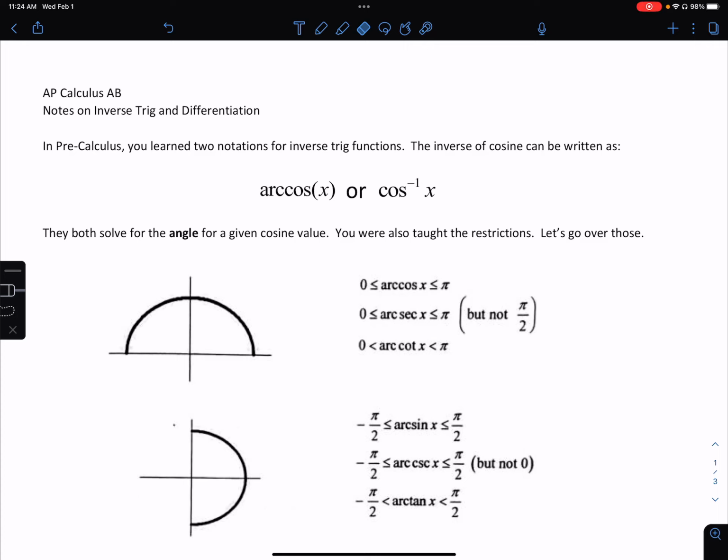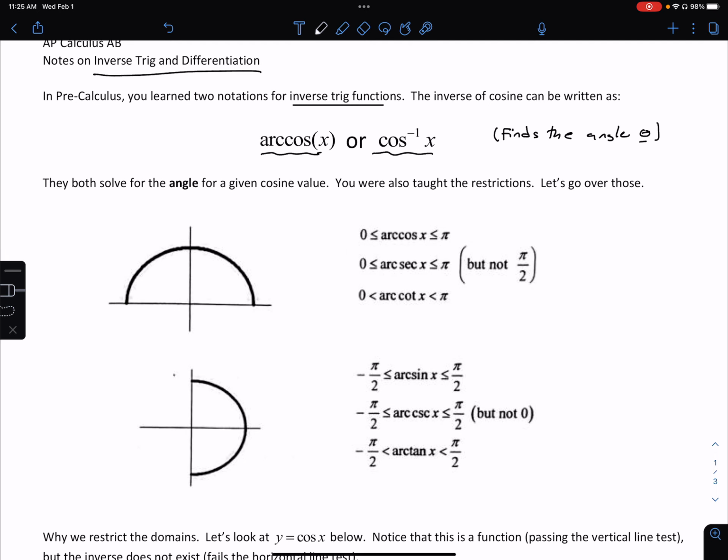Hello, welcome back. Today we're going to talk about the derivative of our inverse trig functions. Now, back in the glory days of pre-cal, we learned two notations for writing the inverse function. For example, the inverse of cosine can be written as the arc cosine and the inverse cosine. And the inverse cosine, all it does for us is it finds the angle. In other words, what angle is going to have our x values.